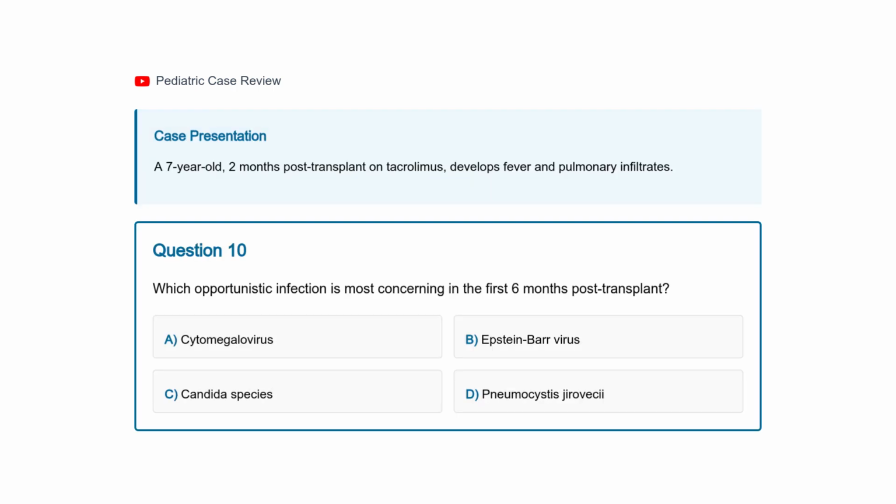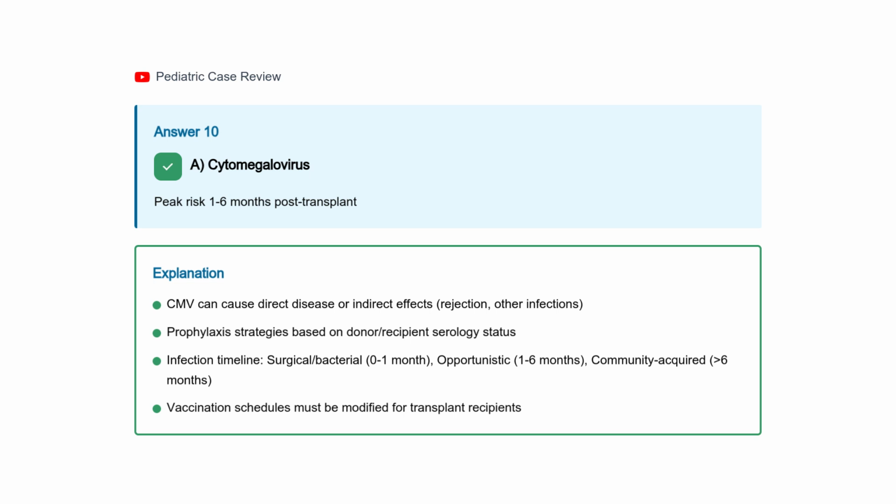A 7-year-old, 2 months post-transplant on tacrolimus, develops fever and pulmonary infiltrates. Which opportunistic infection is most concerning in the first 6 months post-transplant? Option A, cytomegalovirus. Option B, Epstein-Barr virus. Option C, Candida species. Option D, pneumocystis jirovecii. The correct answer is A, cytomegalovirus.